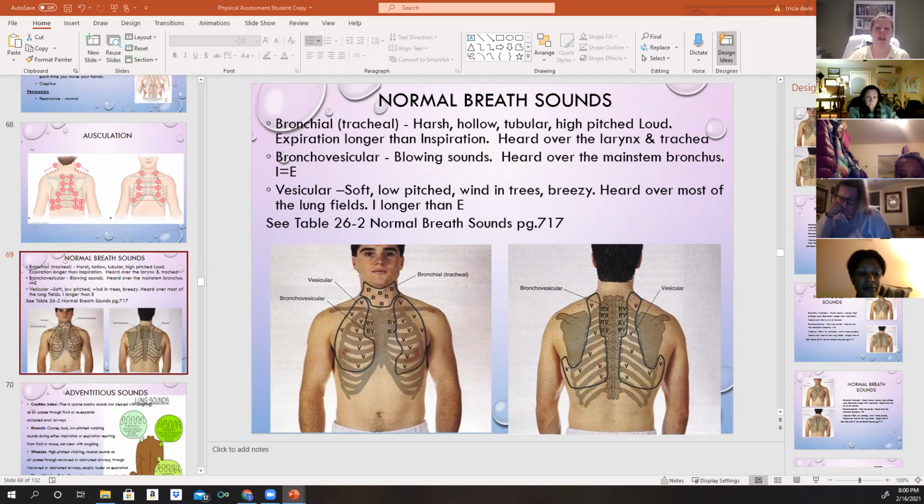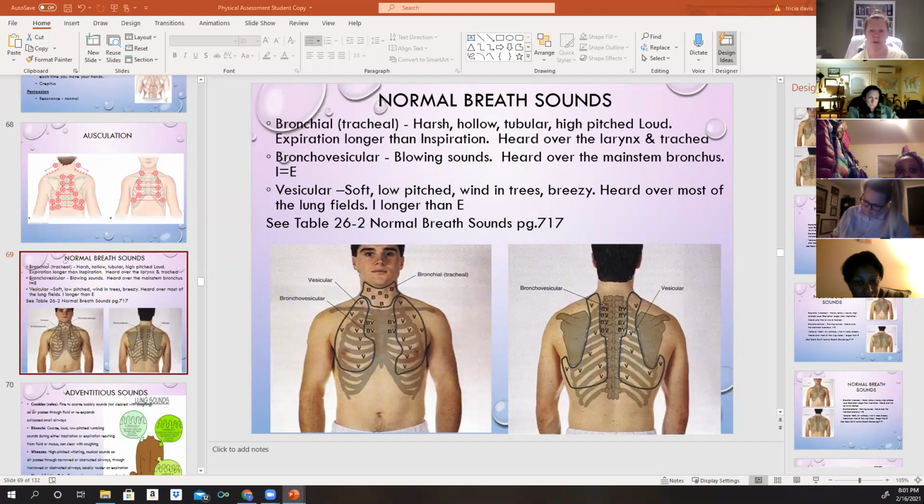So, normal breath sounds. Bronchial breath sounds are heard over the larynx and the trachea. You see everything with the B right there; the B stands for bronchial. Those sounds are going to be harsh, they can be high-pitched, and they can be blowing sounds. When they breathe in, it's inspiration, and when they breathe out, it's expiration. Those bronchial sounds are going to be longer on expiration than on inspiration, okay? They're going to be harsh and hollow, and high-pitched.